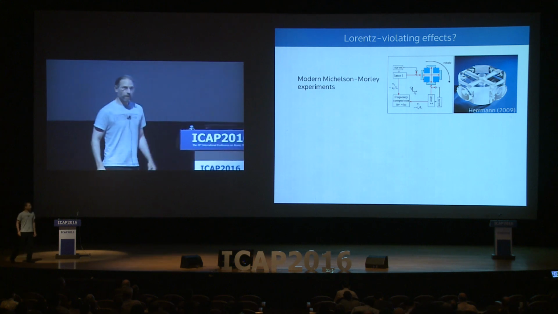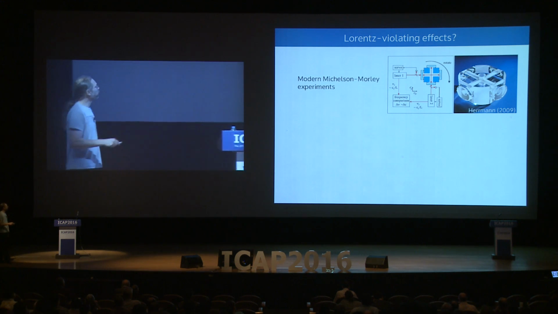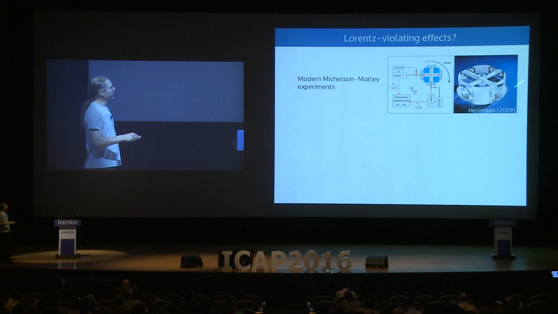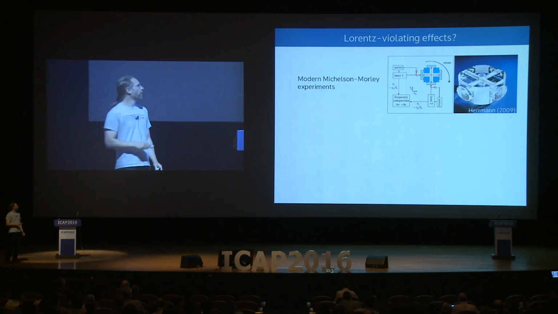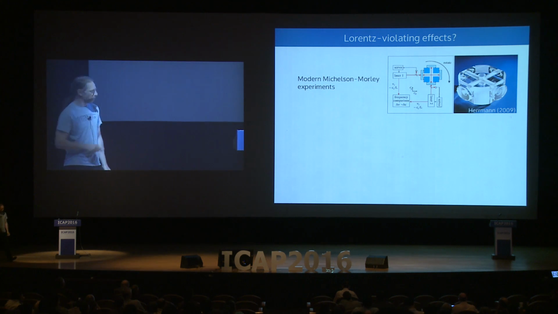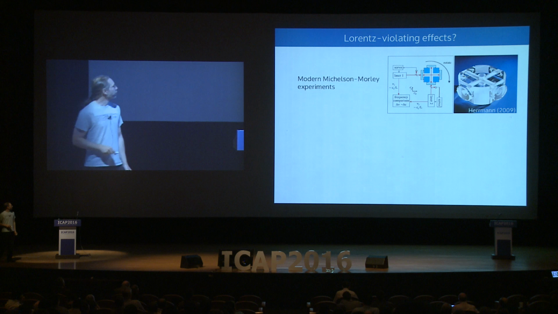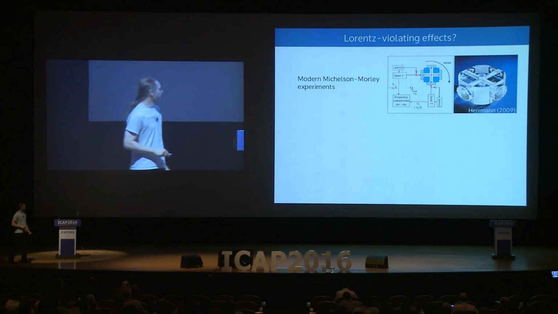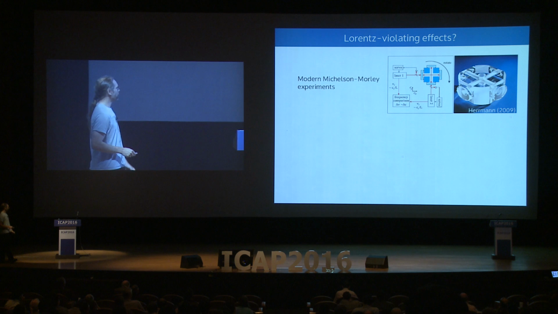So how do these tests look? In the modern ones, you have a cavity, actually 2 cavities orthogonal to each other. You take 2 lasers, lock them individually to the cavities, and then you beat the 2 lasers and look for any frequency variation. So this is how you do a test with light nowadays.